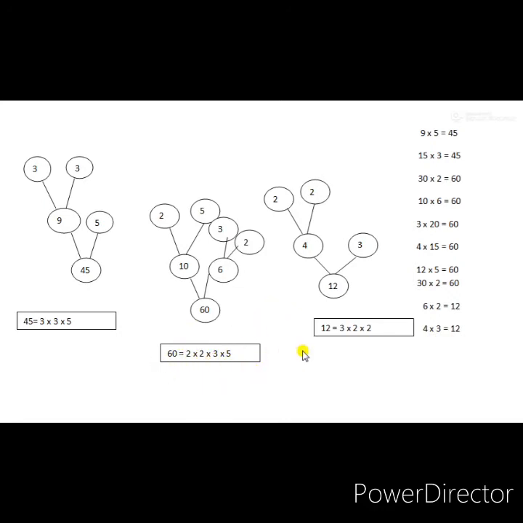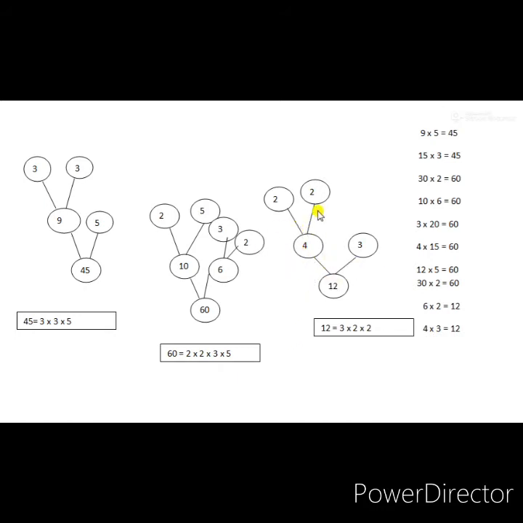Now I took a small number, 12. 12 we can convert into 4 threes are 12. 12 also comes in different tables: 6 twos are 12, 4 threes are 12, 12 ones are 12. In all these tables 12 comes, but I took 4 into 3 as a product of 4 and 3. 3 is a prime number. Again we have to convert 4 into prime factors, that is 2 twos are 4.